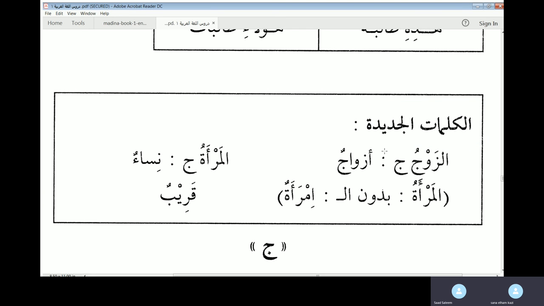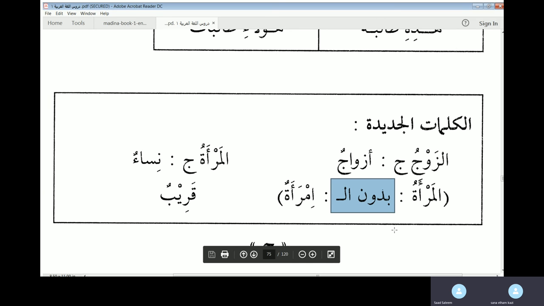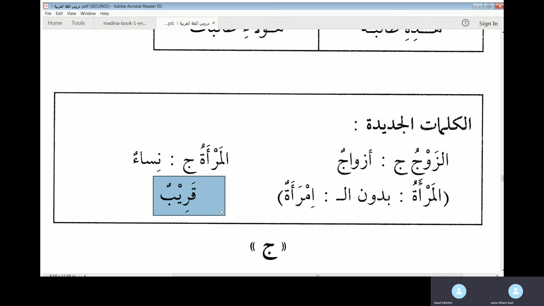Azawju jama is azwajun. Al mar'atu jama is nisa'un. Al-mar'atu, biduni al, without al, imra'atu. Biduni is without. Okay. Kharibun near.